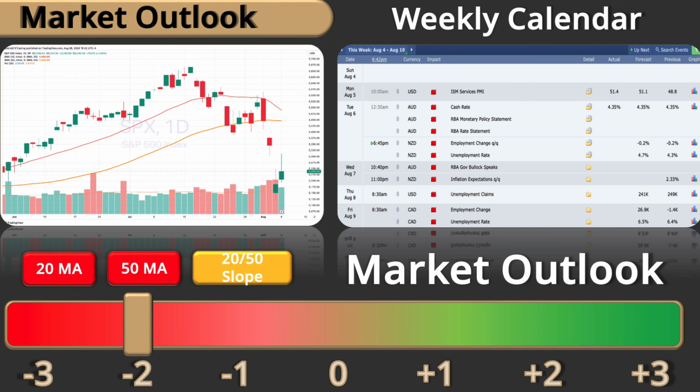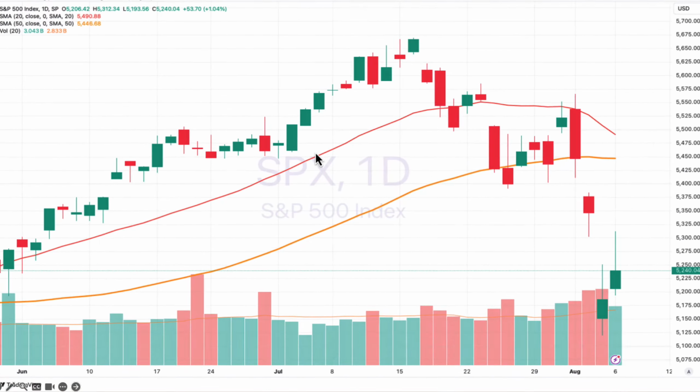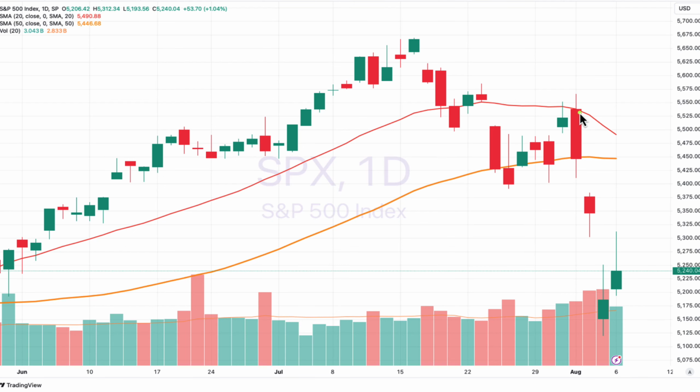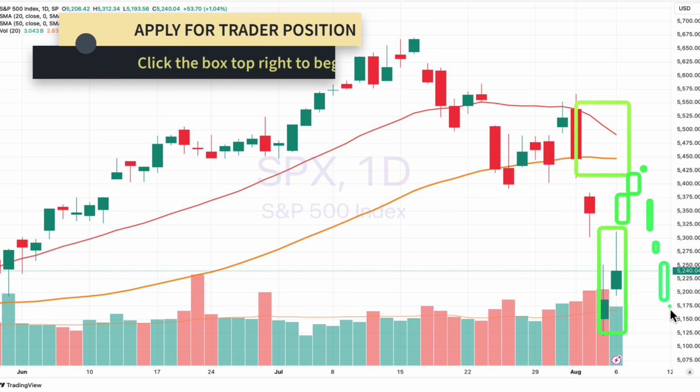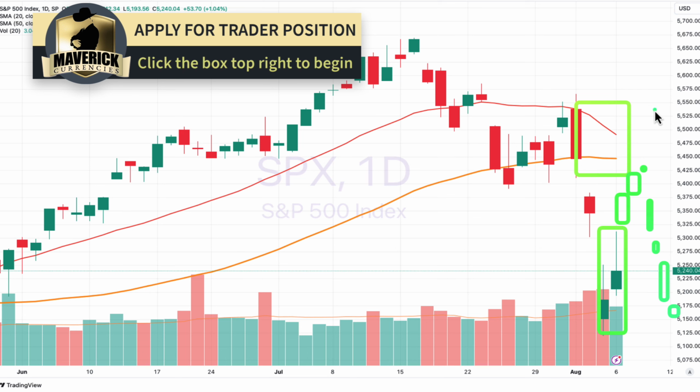Now, if we take a look at our market outlook here, we definitely have a -2. Again, nothing really has changed, like I said, on the trend score. If you take a look at the chart, we are below the 20 and 50. We got too extended, so we're just getting a bounce here. The big question is, is this bounce going to roll over? Is this a good shorting opportunity? Or is this the true reversal where we just go right back to where we started from?